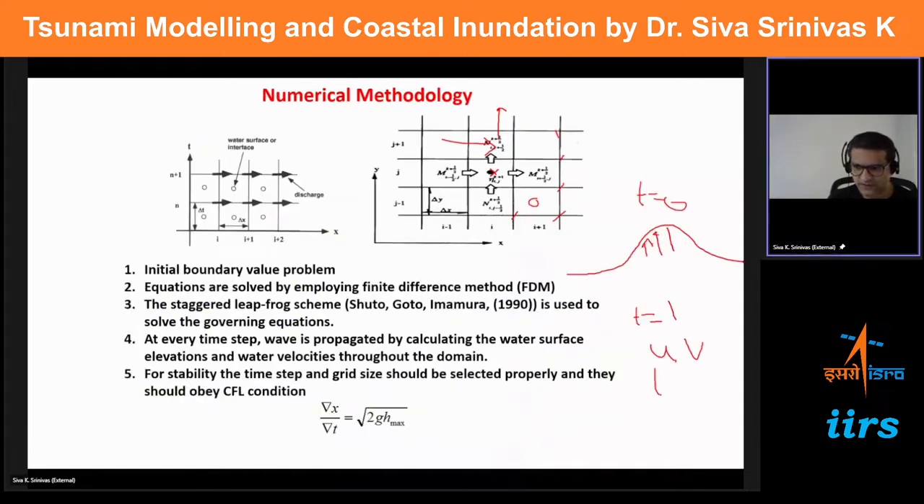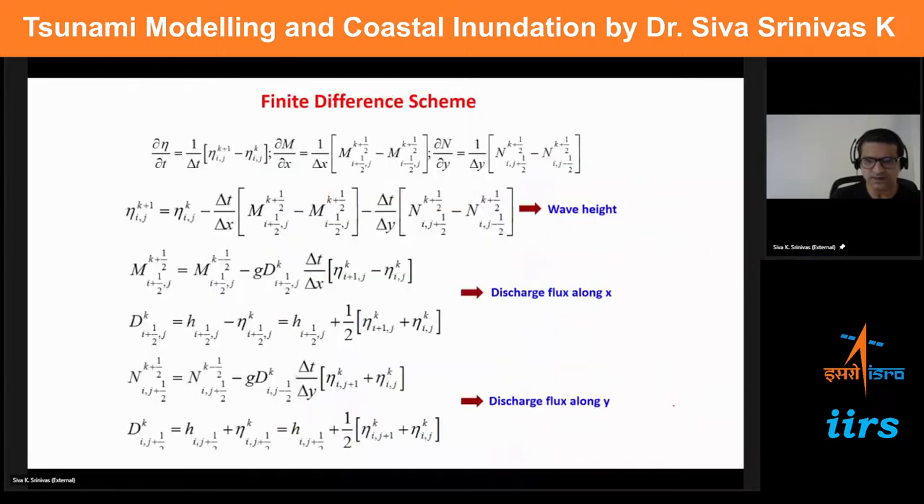So using this u and v for the next time step, I'll calculate the value eta. Now I know eta. Using this eta, I'll calculate u and v for the next time step. Using this u and v, I can calculate eta. Like this, I'll propagate forward with respect to time. Okay. So this is a typical discretization of the equations.